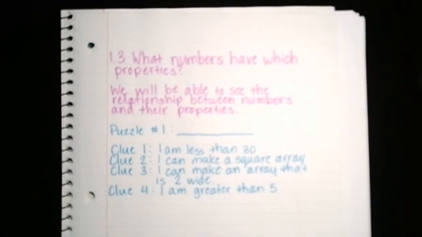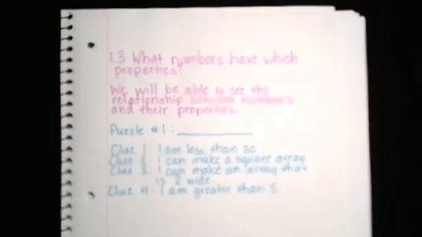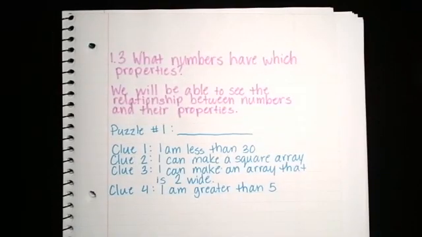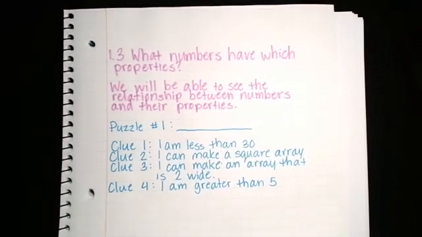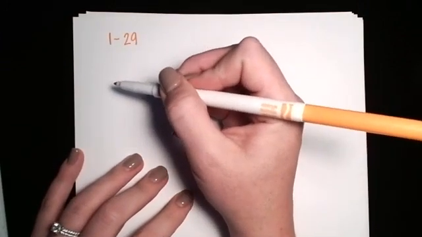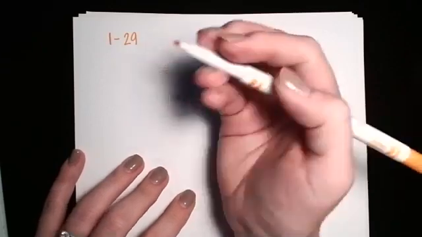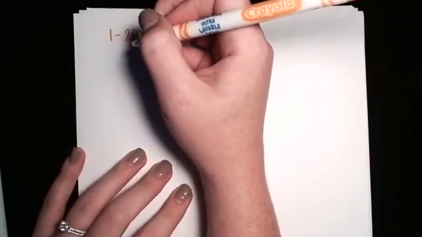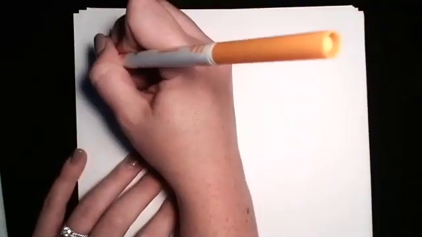Clue number two. Let's see if it'll focus. Give it a second. There we go. Number two, I can make a square array. A square array. All right, so we talked about that in our last session a bit. A square array, remember, must have the same number being multiplied together to get to that final number. So I'll draw out some of the ones that I already know of, okay?